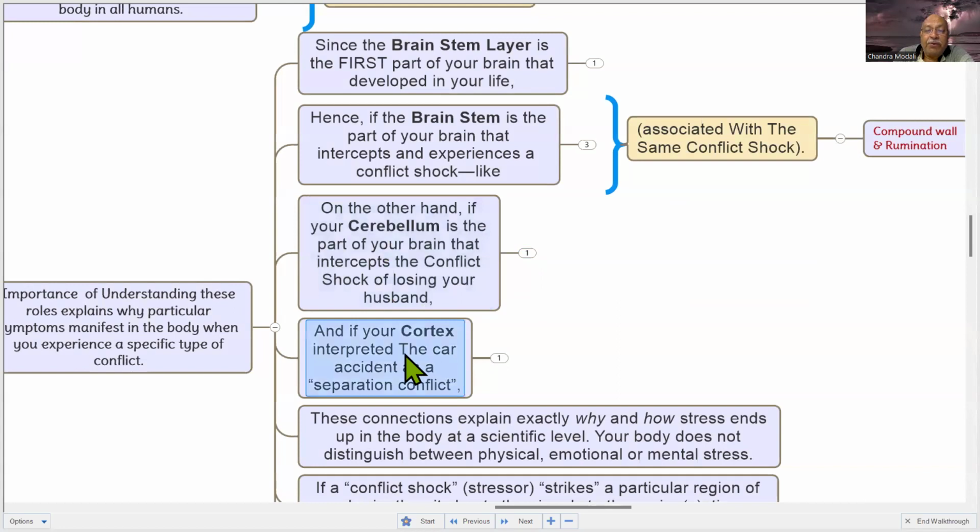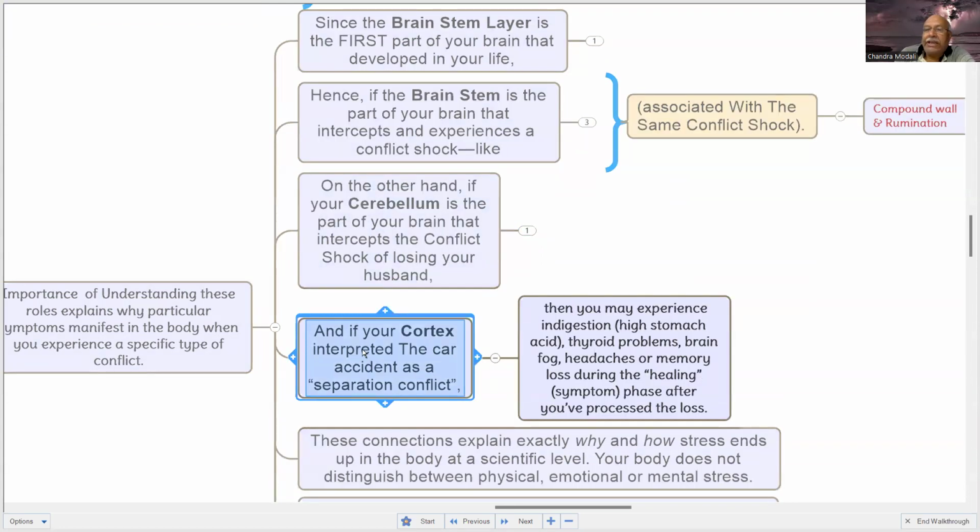Right? Now, if it were the cortex region, that means the area that the cortex is controlling, this could be an accident which has caused a temporary or a long-term separation, but a separation all in all. Then you may experience indigestion, or increased bile, thyroid, brain, right? That is the brain fog. That means you keep getting confused, headaches, or memory loss during the healing symptom. Okay. All of you there?